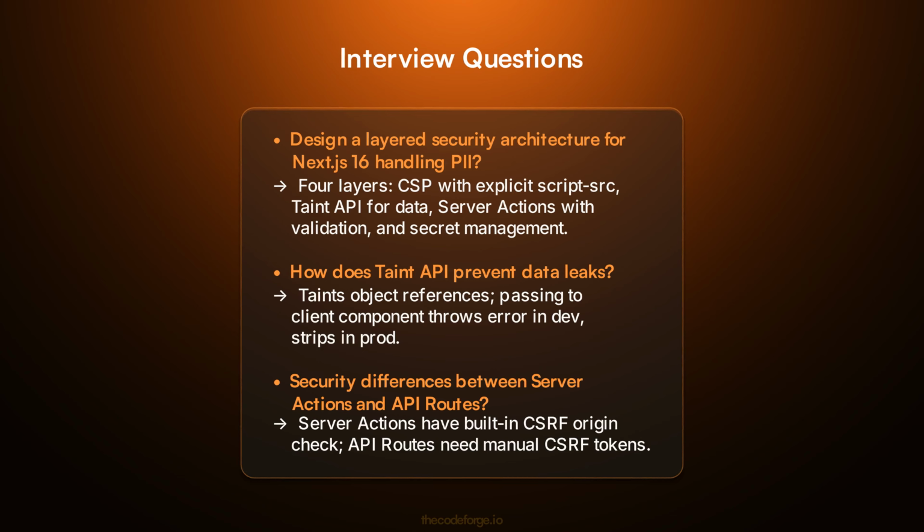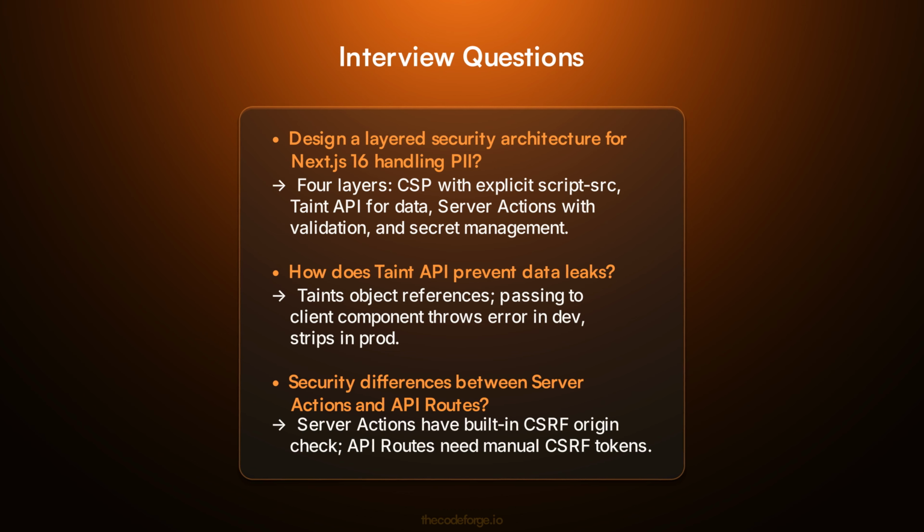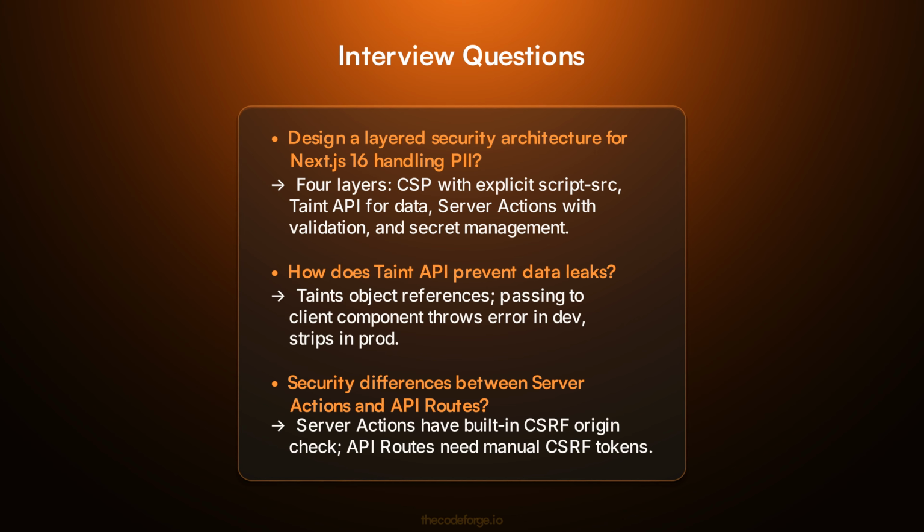Let's run through some common interview questions. Design a layered security architecture for Next.js 16 handling PII: 4 layers, CSP with explicit script-src, Taint API for data, server actions with validation, and secret management. How does Taint API prevent data leaks? Taints object references, passing to client component throws error in dev, strips in prod. Security differences between server actions and API routes. Server actions have built-in CSRF origin check. API routes need manual CSRF tokens.